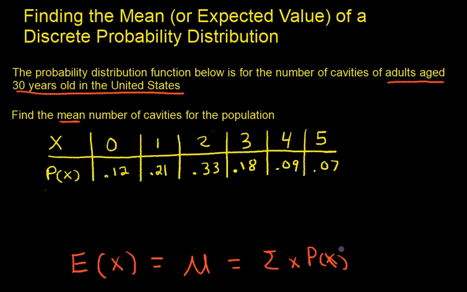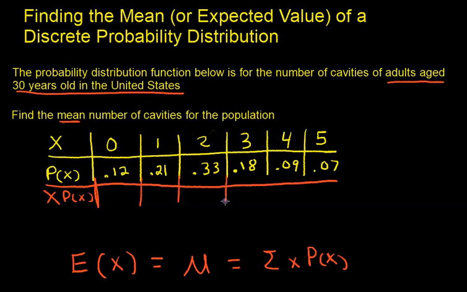So the sum of the values of x multiplied by the probability of that x happening. Let's go ahead and add a row here for x times p of x. I'm weighting every possible value of x by its probability, and then summing it up. That will tell us the mean for x.